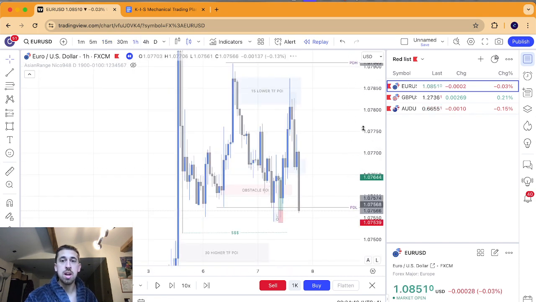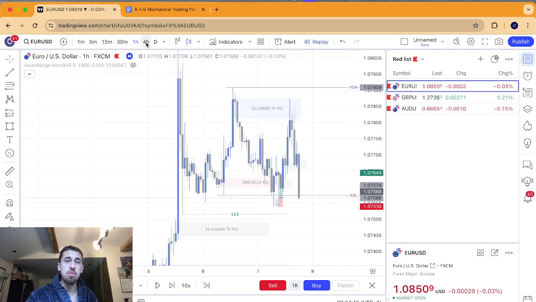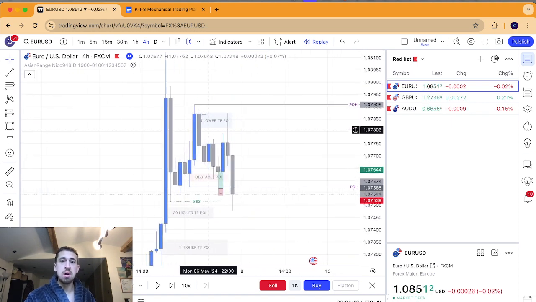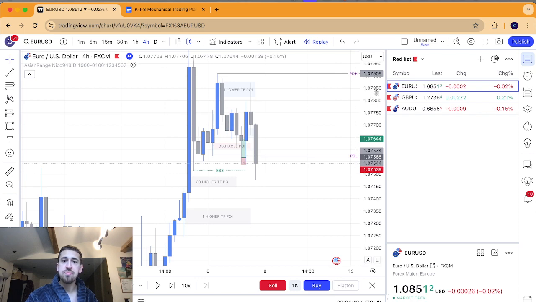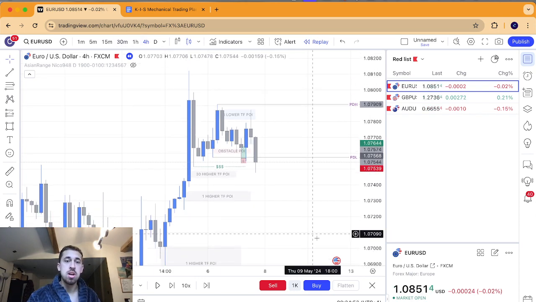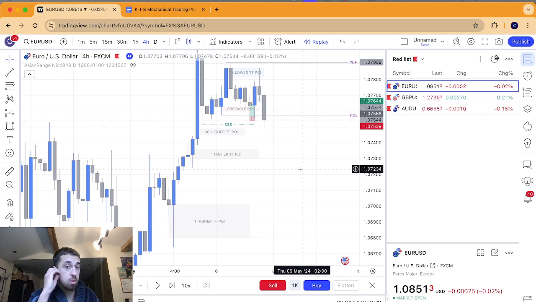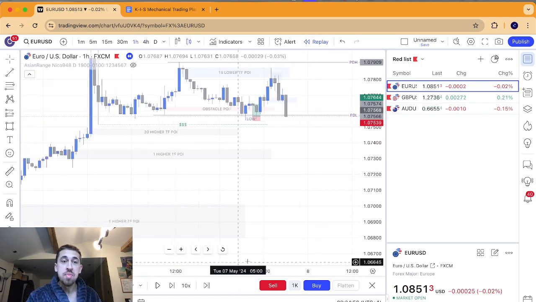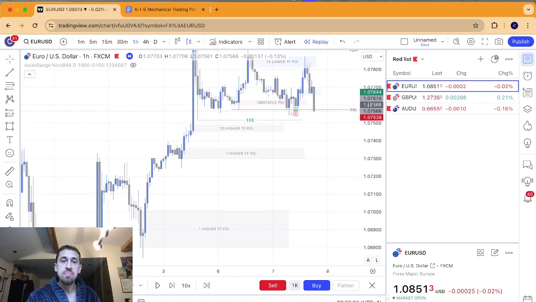So I go to the 1 hour, 4 hour, I don't even bother with the daily now. So 4 hour, previous day high, previous day low. And then all we do is, from the top down, we mark out all the POIs that make sense. Doesn't matter, just mark them all out. If they make sense, then mark them.